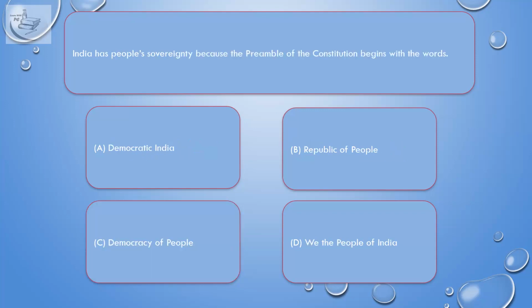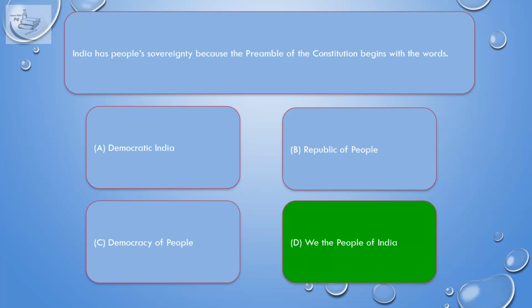Question: India has people's sovereignty because the preamble of the Constitution begins with the words A. Democratic India, B. Republic of People, C. Democracy of People, D. We the people of India. Correct answer is D. We the people of India.